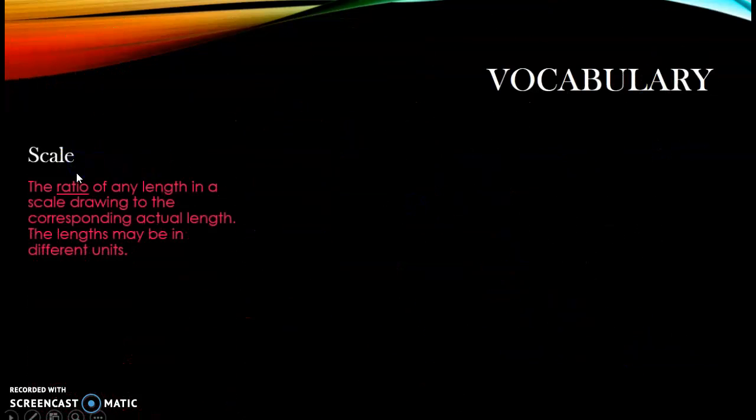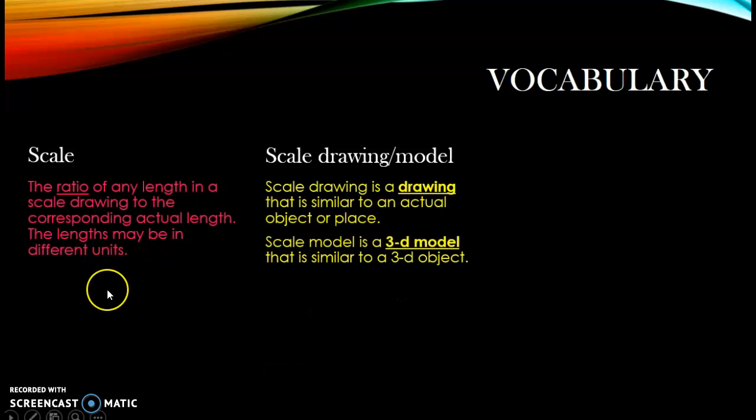Okay, let's look at a little vocabulary. So scale. Scale is the ratio of any length in a scale drawing to the corresponding actual length. The lengths may be in different units. So if you think of a map, sometimes it'll show you a little bitty dash, and in the dash it says 1 inch equals 1 mile. So that's a scale. It lets you find out proportions to the distance on a map because a map's not the actual size of what you're looking at on the map.